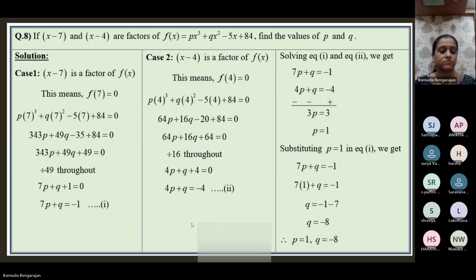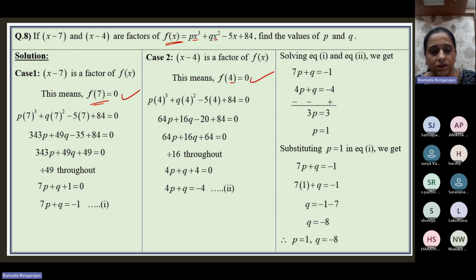So see here. F of 7 is equal to 0. F of 4 is equal to 0. F of 7 means in f of x, wherever there is x, you must use 7. And f of 4 means in f of x, wherever there is x, you should use 4. So this is what you get after simplifying: 343p plus 49q plus 49 is equal to 0.